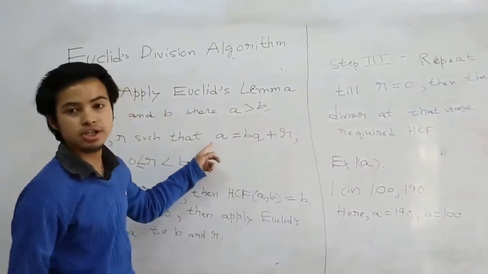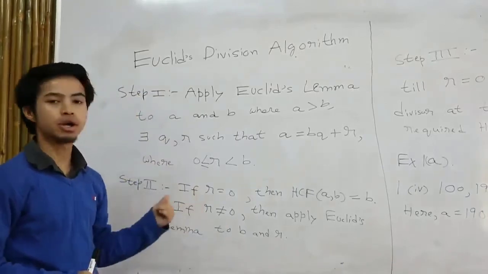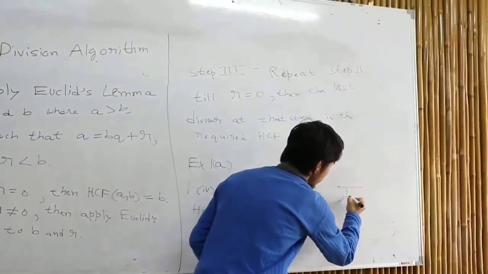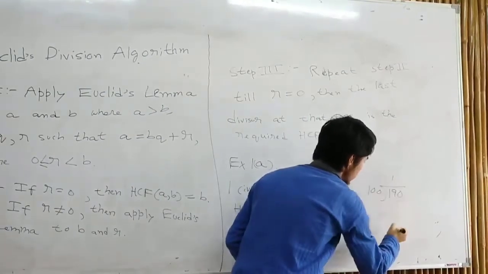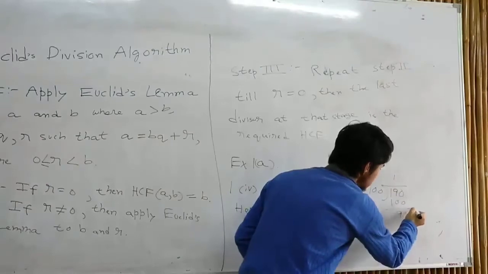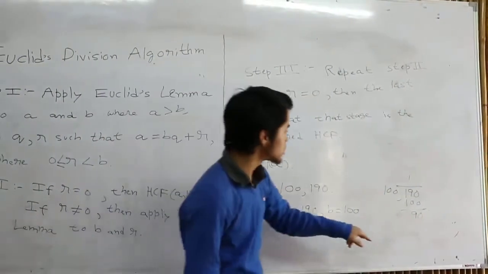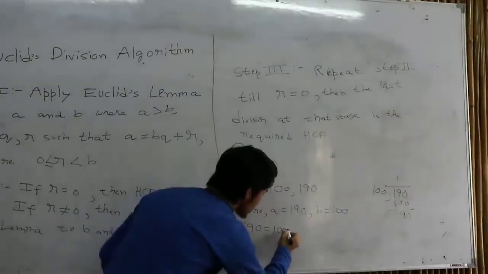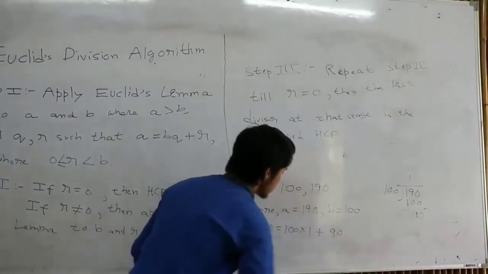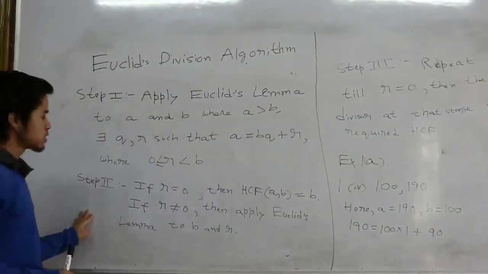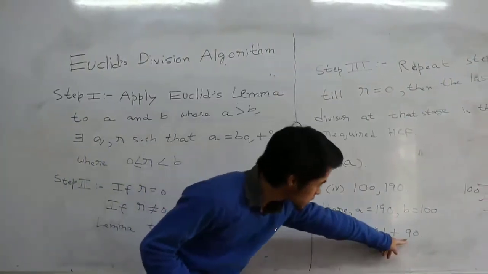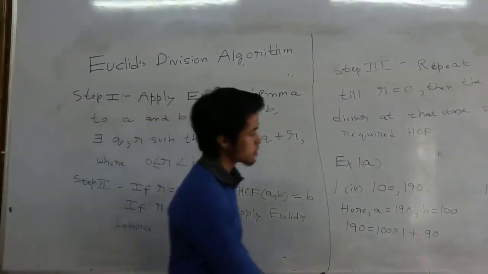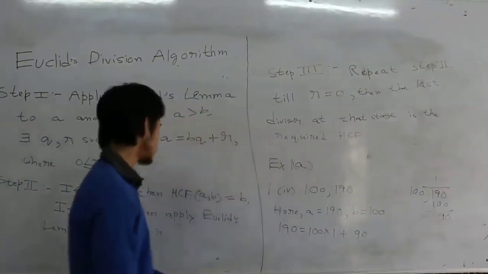According to Euclid's lemma, we can find two whole numbers such that we can write a in this form. So let us divide 190 by 100. First you go with 1, and then the remainder left out is 90. So we've got our required two whole numbers, which are 1 and 90. That means we can write 190 in this form, 100 into 1 plus 90. Then we move on to step 2, which is to check whether the remainder is 0 or not. Here we clearly see that the remainder is 90, so it's not 0. That means we have to apply Euclid's lemma again, now to b and r. Here b is 100 and r is 90.